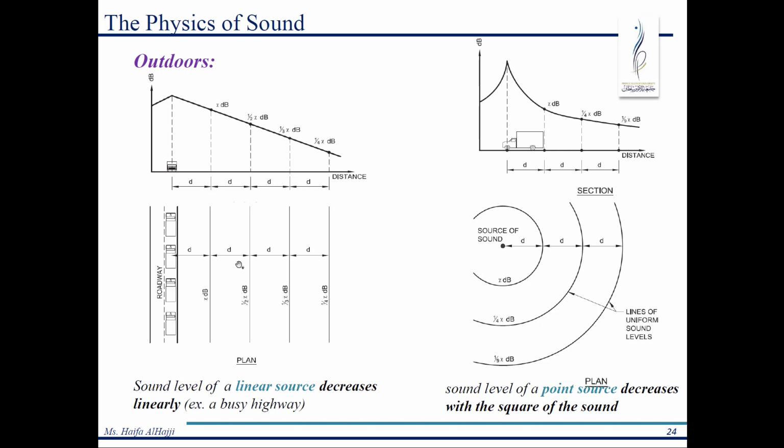Now let's have a look in here. How it travels from a point source is different from a linear source. As you can see here, the equation is linear, and the equation here actually decreases with the square of the distance.